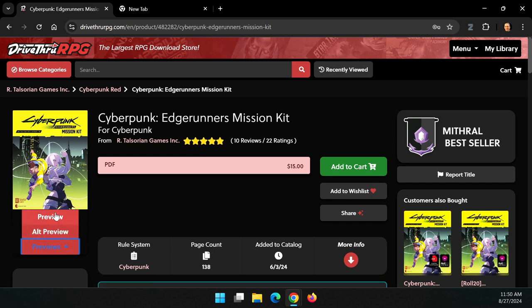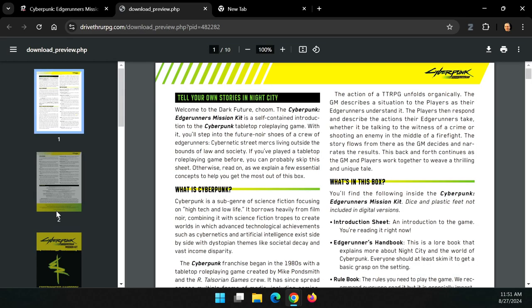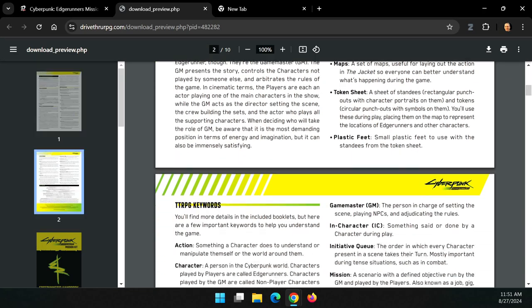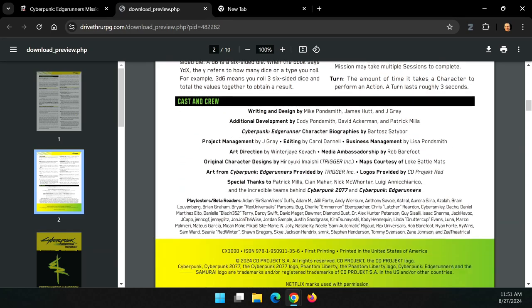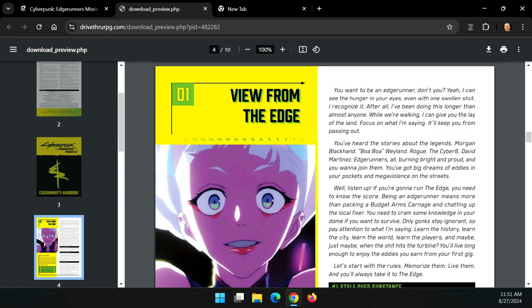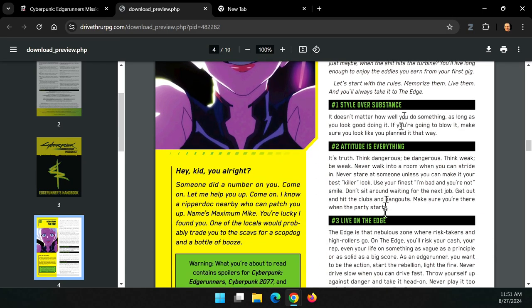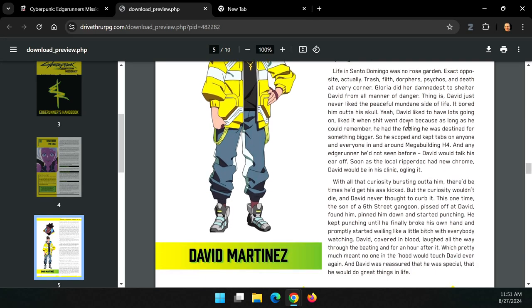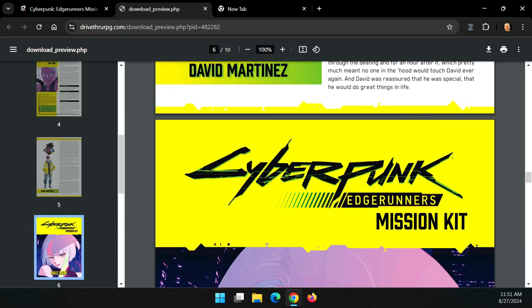I can go ahead and take a preview look at the PDF. So these are the rule books. Very normal. Every role-playing game has a rule book. Let's go ahead and look through this rule book. You can see it has a lot of introduction material, and then it tells you what the game is about. And then it has some characters in the game. So these are different people that you pretend to be inside the game.